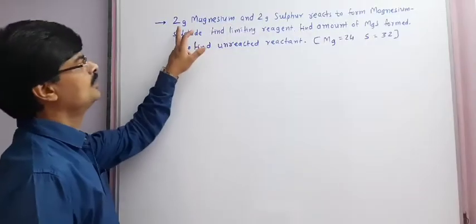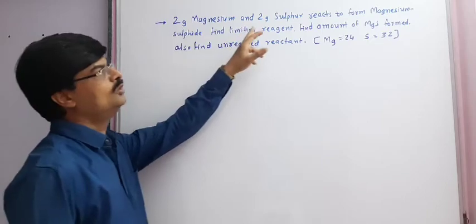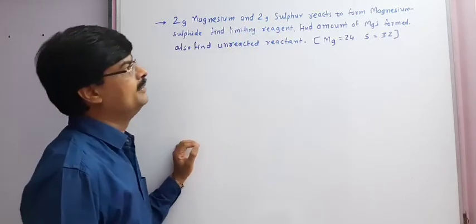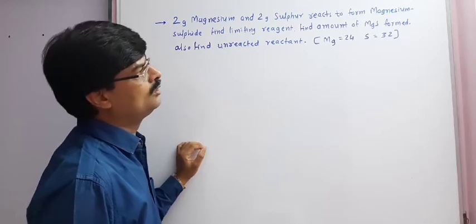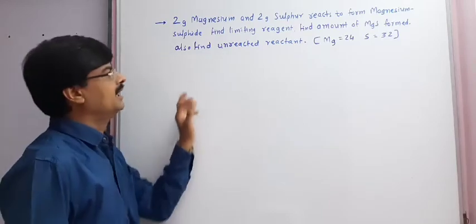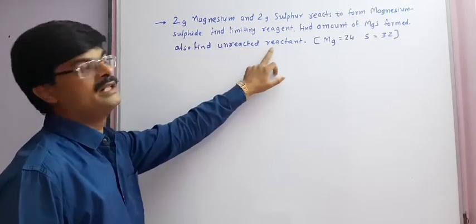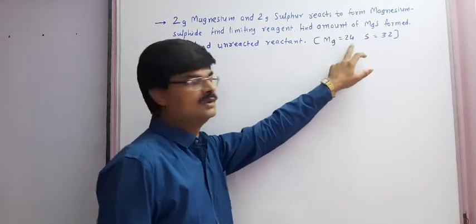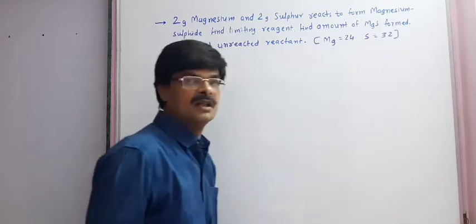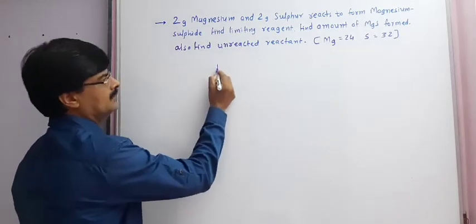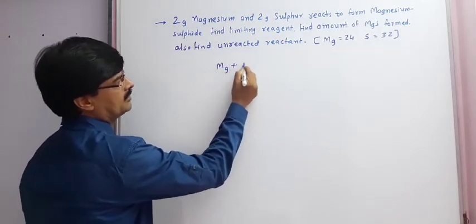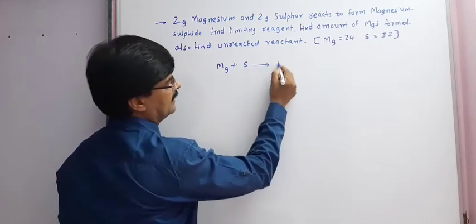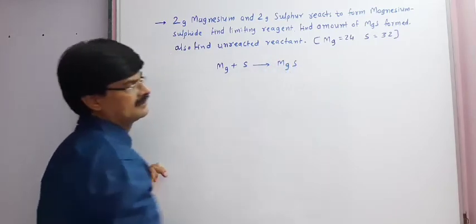In the next sum, 2 gram magnesium and 2 gram sulfur reacts to form magnesium sulfide. Find limiting reagent, find amount of magnesium sulfide formed, and also find unreacted reactant. Atomic mass of magnesium is 24 and atomic mass of sulfur is 32. First of all, the reaction takes place between magnesium and sulfur. Mg plus S will give MgS.